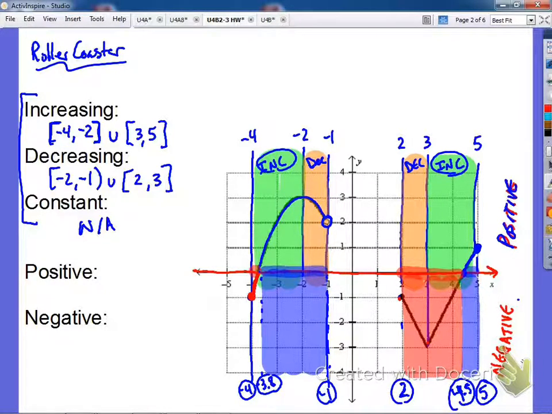Okay, so here I was concerned with positive, increasing, or constant. And here I'm interested in whether it's positive or negative. Okay? So, where is this graph positive? It's positive on the interval from -3.8 to -1.